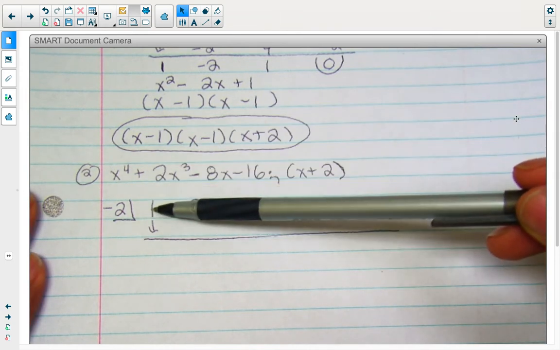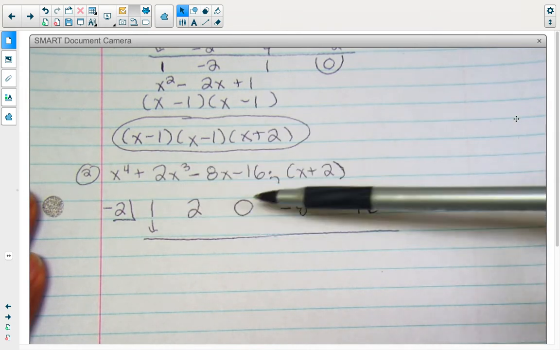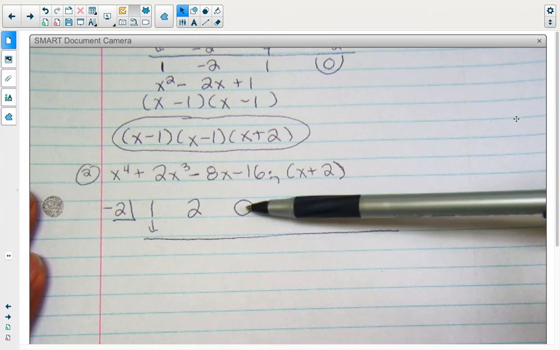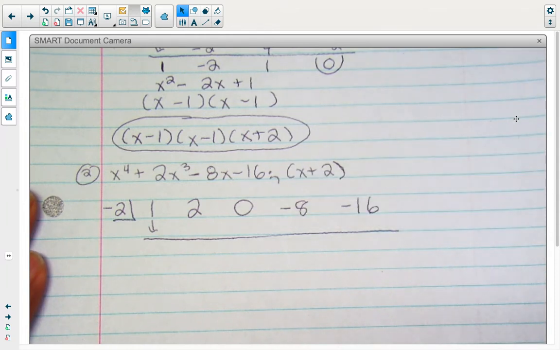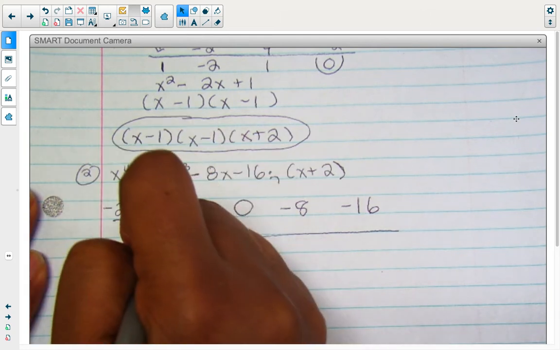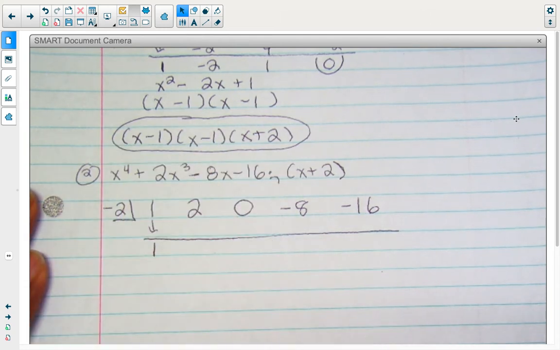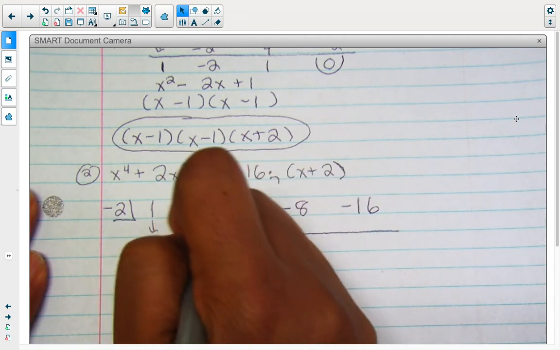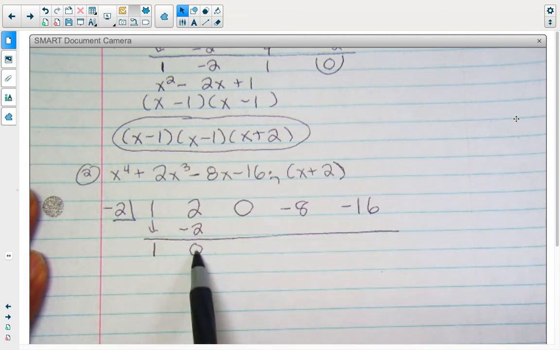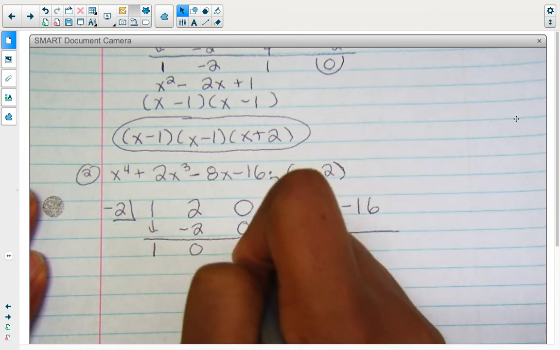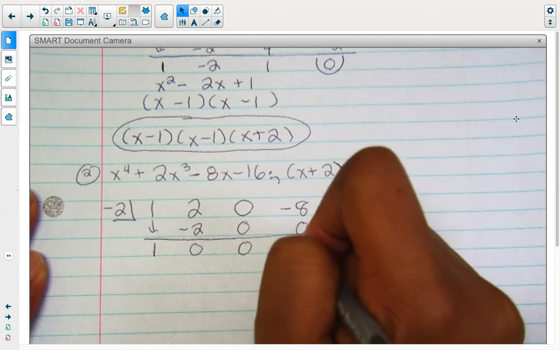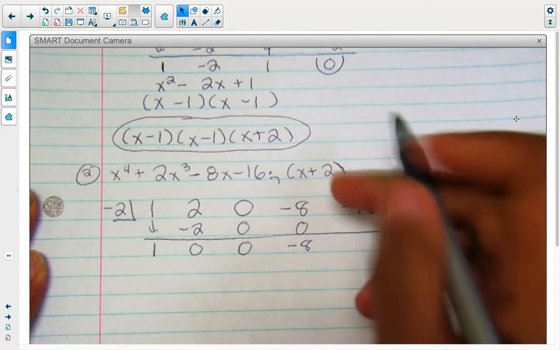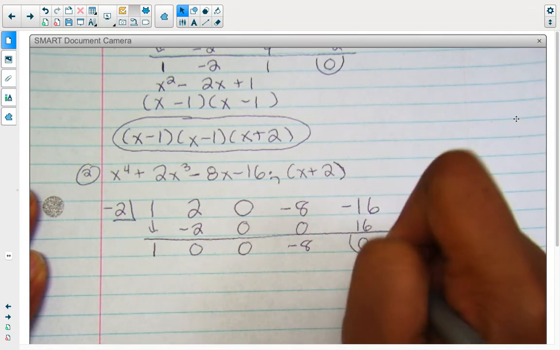This is x to the 4th, this is x to the 3rd, this is x squared, up to my placeholder, x to the 1st power, and then regular number. First coefficient comes down. We're going to multiply, add, multiply, add, multiply, add. 1 times negative 2 is negative 2, add. 0 times negative 2 is 0, add. 0 times negative 2 is 0, add. Negative 8 times negative 2 is 16, add.